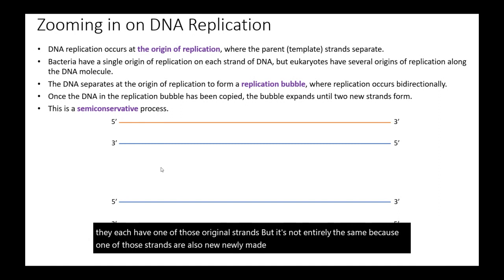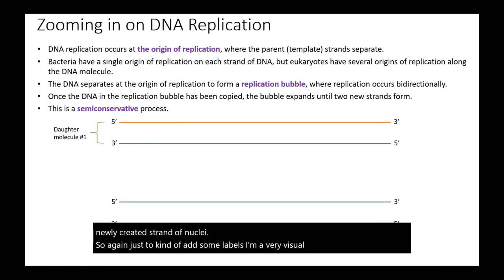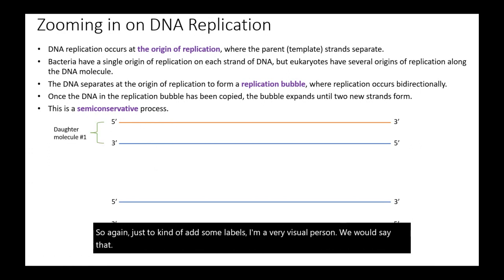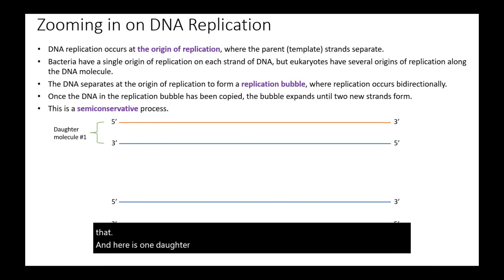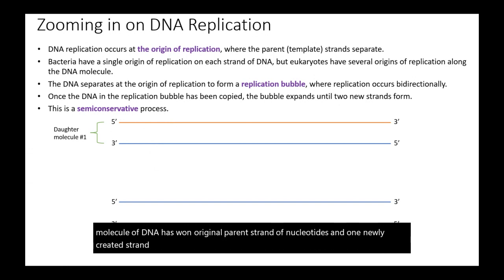Okay, so semi-conservative just means that each DNA molecule has one original strand of nucleotides and one newly created strand of nucleotides. Okay, so again, just to add some labels, I'm a very visual person. We would say that here is one daughter molecule of DNA. Again, notice that first daughter molecule of DNA has one original parent strand of nucleotides and one newly created strand of nucleotides, so we say it's semi-conservative. Same thing for this second DNA molecule.